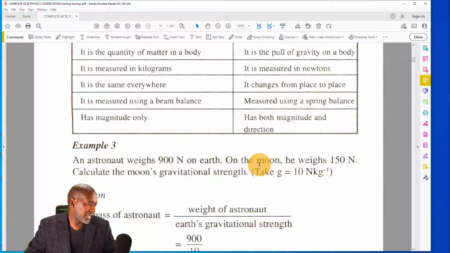Okay, at this point, I'd like you to go through this question where you're given an astronaut who weighs 900 newtons on Earth. On the moon, he weighs 150 newtons. Calculate the moon's gravitational field strength, given that g is equal to 10 newton per kilogram on Earth. So I expect you to calculate the mass of the object and then use that mass on the moon to find the gravitational field strength on the moon.